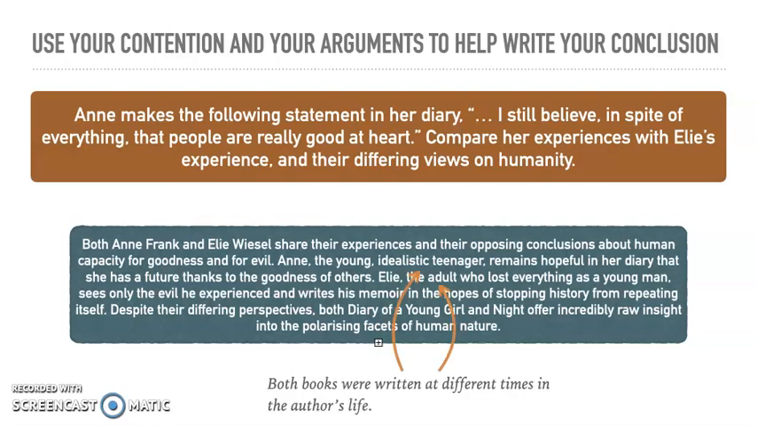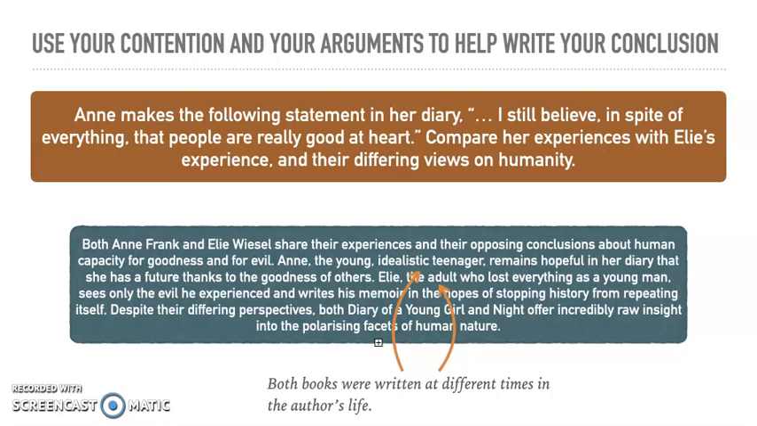Now, this is a point that I had from my third argument. So my third body paragraph is about perspective, and it goes into detail about how Ellie wrote his book when he was an adult, and he had time to look back and understand his experiences and have a purpose in writing his memoir that was very different to Anne Frank's. And obviously, Anne wrote as a teenager while these things were happening to her.